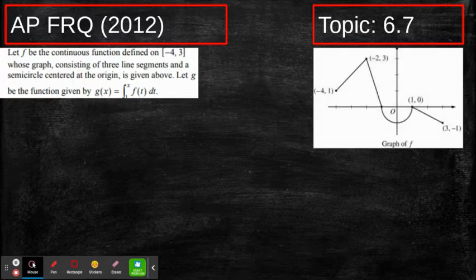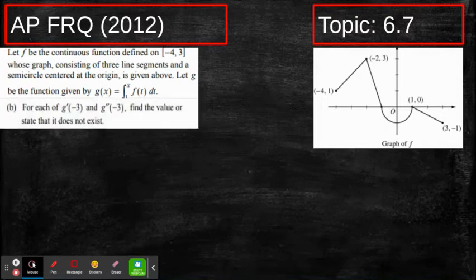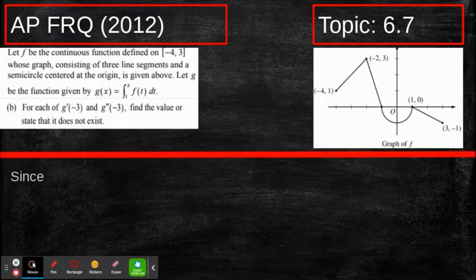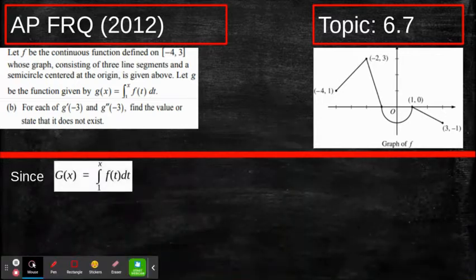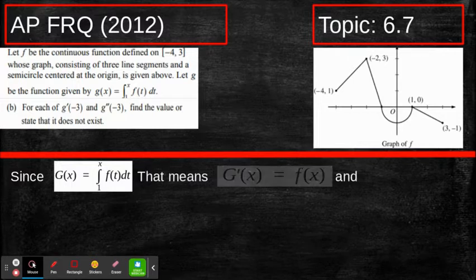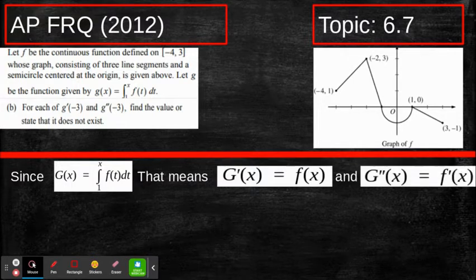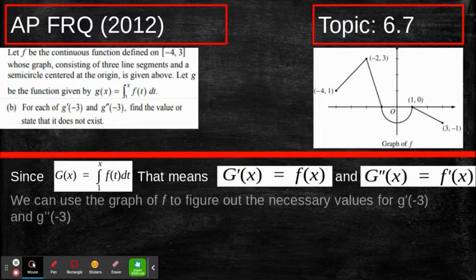So here we're given the graph of f, which we'll have to use later, and this is where our skill comes in. For each of g prime of -3 and g double prime of -3, find the value or state that it does not exist. Since we already have g of x equals the integral of f of t dt from 1 to x, that means g prime of x will equal f of x, and g double prime of x will equal f prime of x, using the fundamental theorem of calculus and the dump and derive skill.